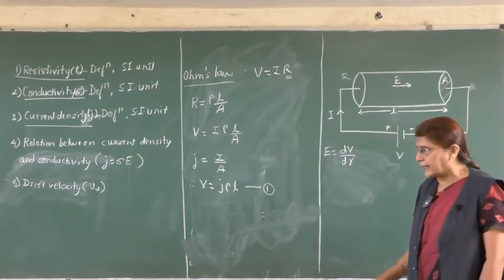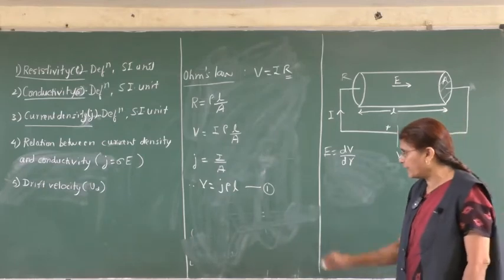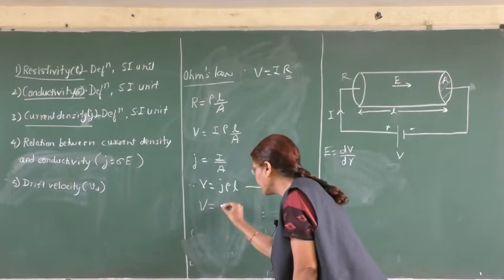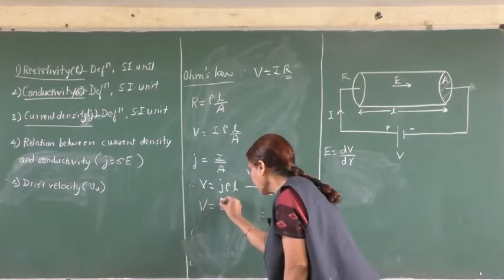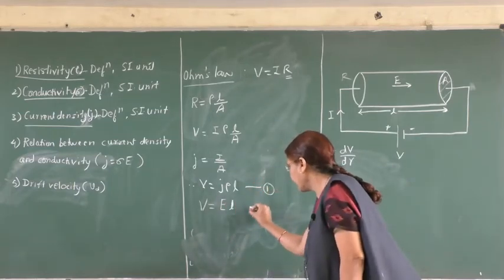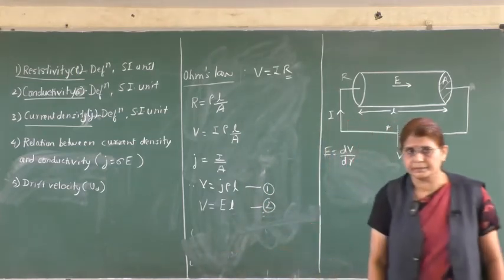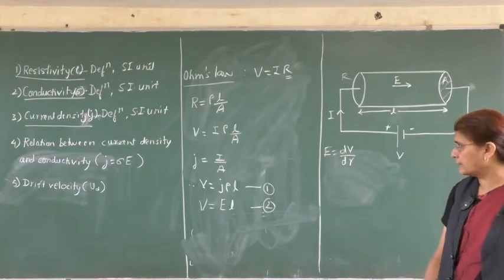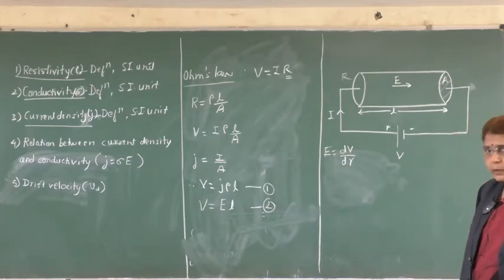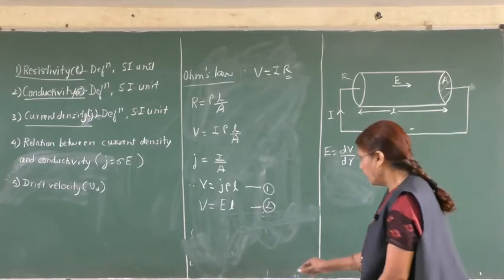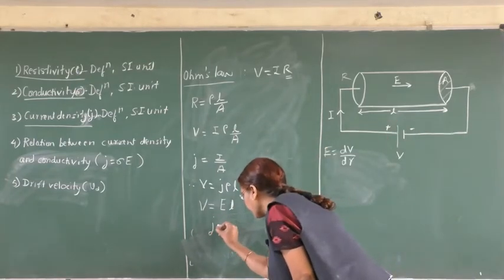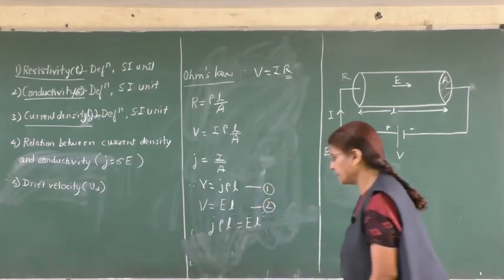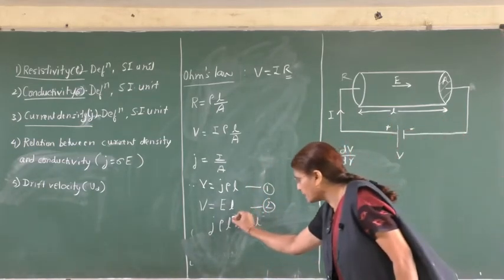So according to your second chapter equation, E is equal to dV by dr, we have another relation, that is, we have the relation V is equal to E into L, equation 2. This is from my second chapter. So both are for V. J rho L is one equation, EL is one equation. Now let us try to equate both. Equating equations 1 and 2, we can write J rho L is equal to E into L. So L gets cancelled on both sides.